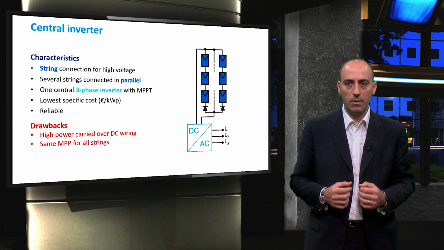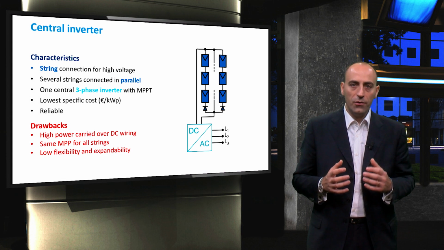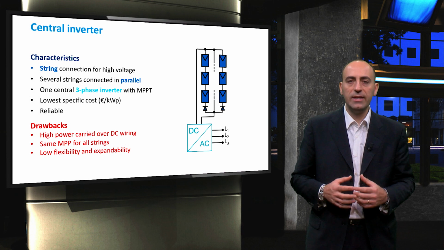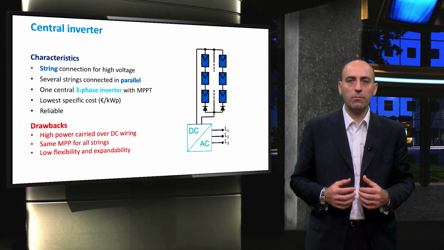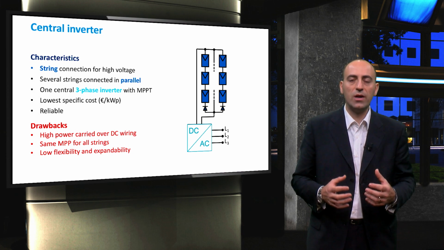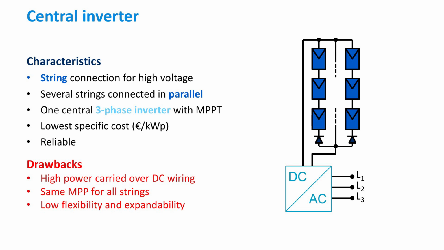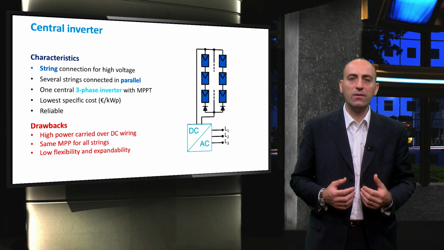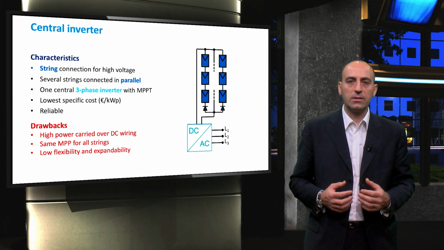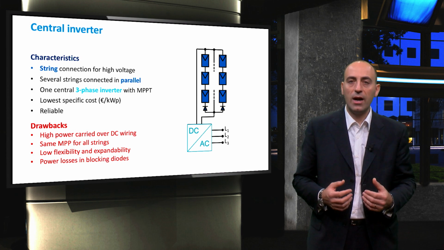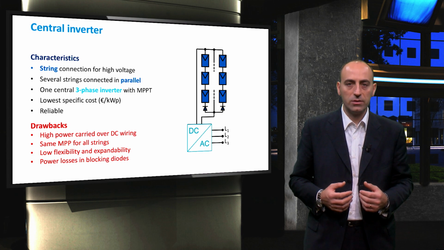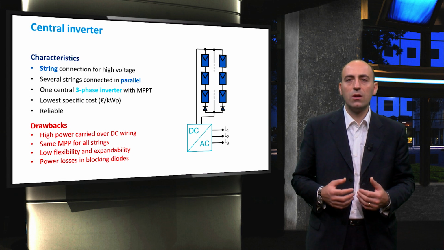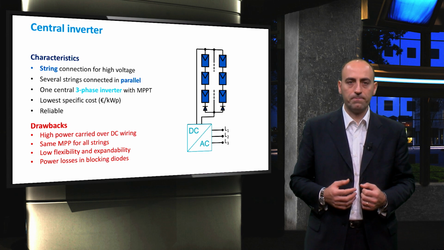The third drawback is the low flexibility and expandability of the system, because the central inverter is designed to work with a specific installed peak power, and hence it will not be able to handle more and more input power. Therefore, the system design is difficult to extend and not very flexible. Lastly, since we have to use blocking diodes in each string to prevent current circulation, we also have to consider their additional power loss.